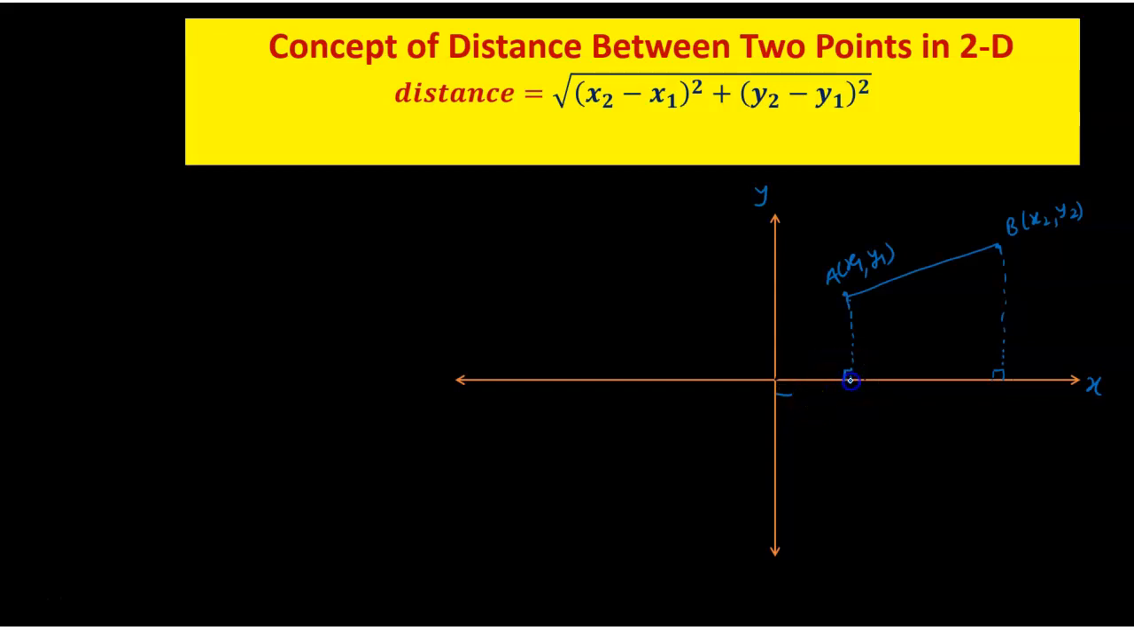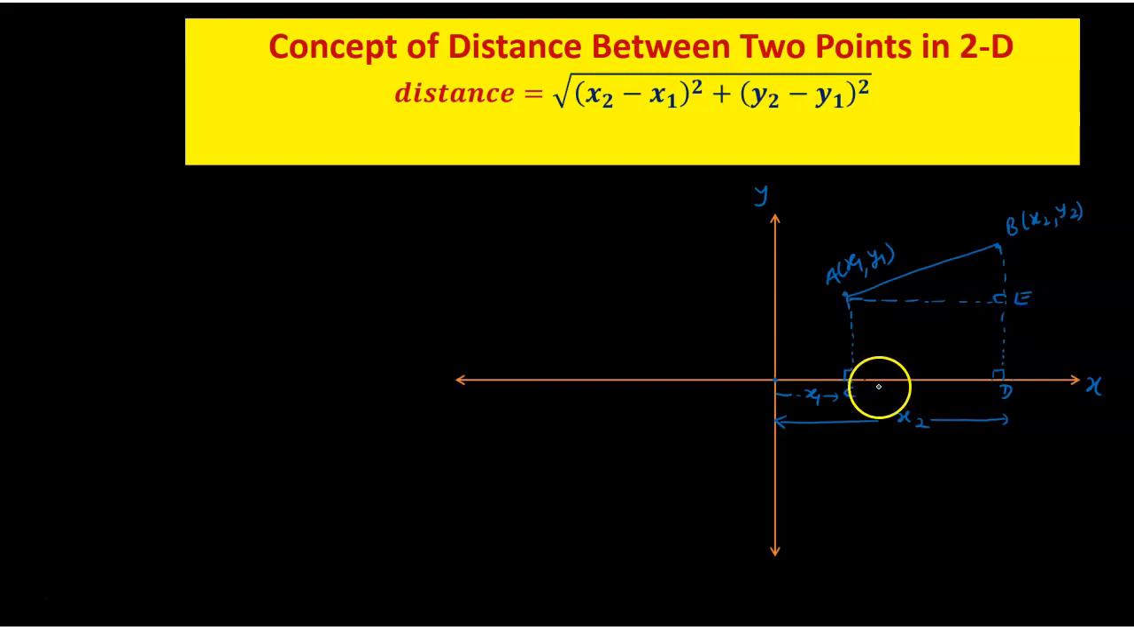Consider this point as C and the other point as D. From the origin to C, the distance is simply x1, and from the origin along the x-axis up to point D, the distance is equal to x2. Now I drop one more perpendicular from vertex A to the opposite side, and this point is considered as point E.